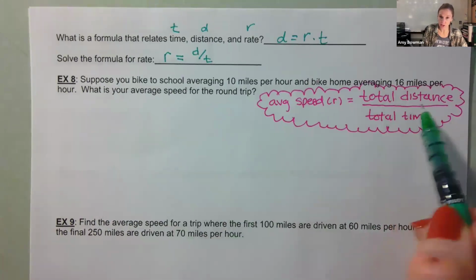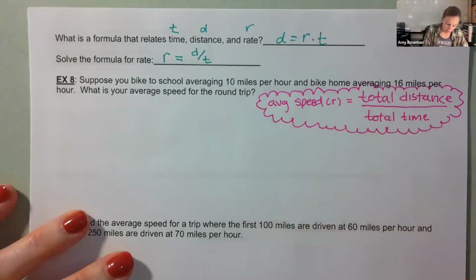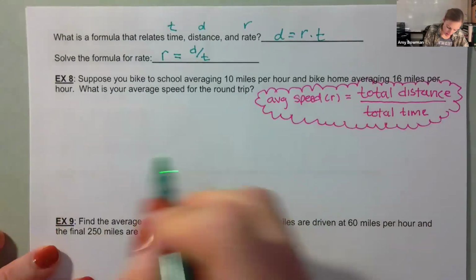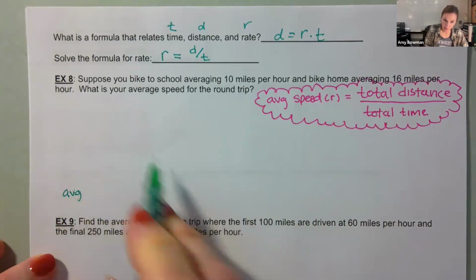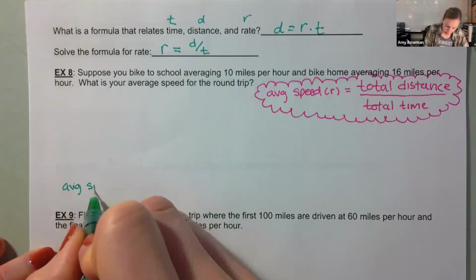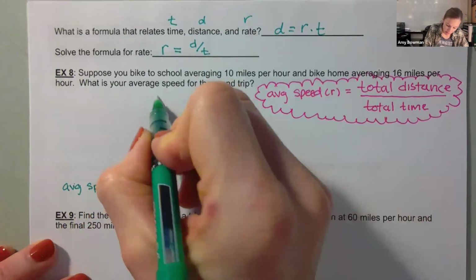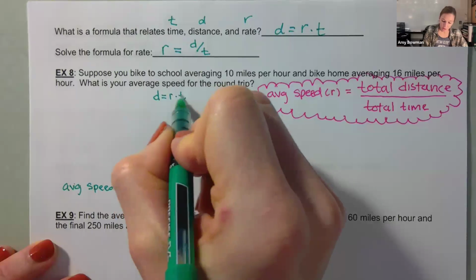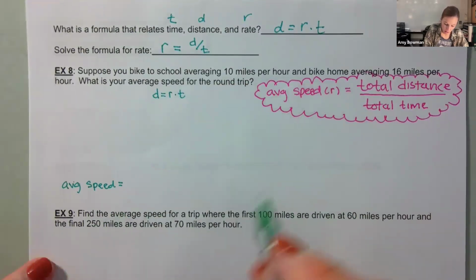The total distance we don't know. So let's just say the distance from home to school is d. So for average rate, I'm going to write down here, leave some space, because we've got some work to do before we actually calculate average speed or average rate. Total distance, let's just say, remember, distance equals rate times time. So we have 2 different trips, your trip to school and your trip home from school.